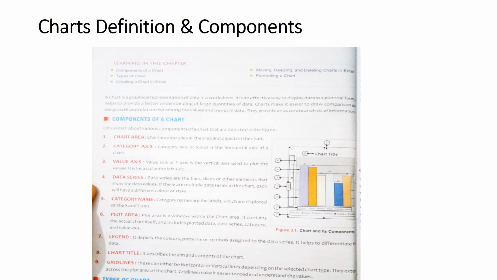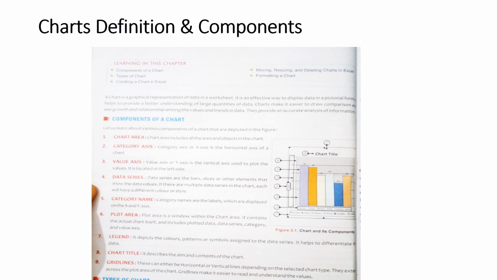Next one is grid lines. These can be either horizontal or vertical lines depending on the selected chart type. They extend across the plot area of the chart. Grid lines make it easier to read and understand the values.